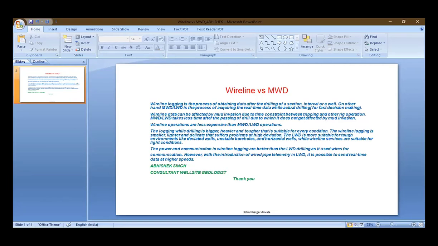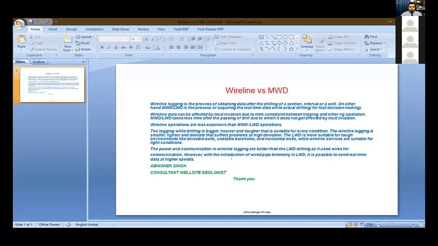And now, wireline operations are less expensive than MWD, LWD operations. And logging while drilling is bigger, heavier, and tougher, suitable for every condition. It is quite common. Wireline logging is smaller, lighter, and delicate, and suffers problems with high deviation. LWD is more suitable for tough environments like deviated wells, unstable boreholes, and horizontal wells, whereas wireline services are suitable for light conditions.